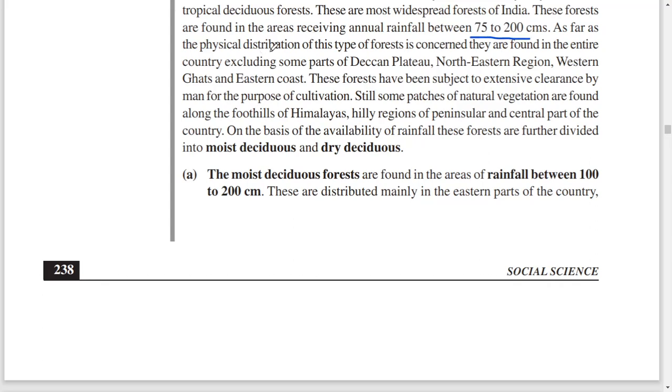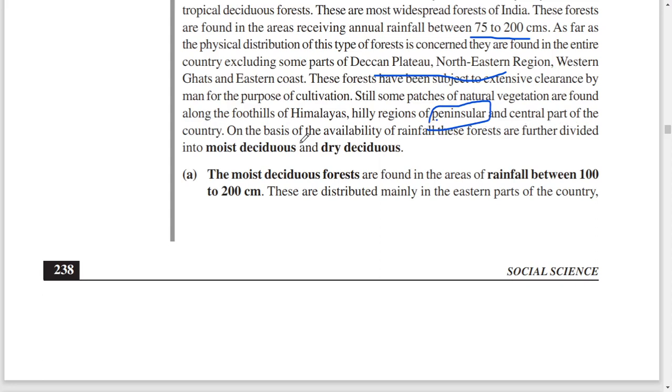As far as the physical distribution of this type of forest is concerned, they are found in the entire country excluding part of the Deccan Plateau, northeastern region, Western Ghats and eastern coasts. These forests have been subject to extensive clearance by man for the purpose of cultivation. Still, some patches of natural vegetation are found along the foothills of Himalayas, hilly regions of peninsular. So what is peninsular? Peninsula is land which is surrounded by water on three sides.